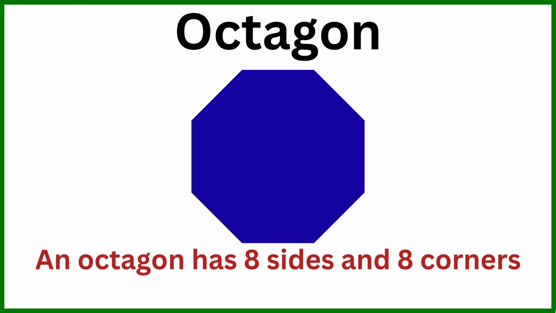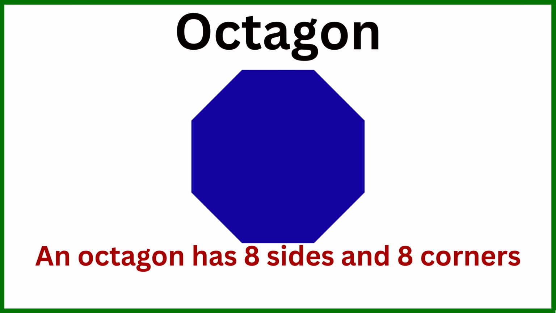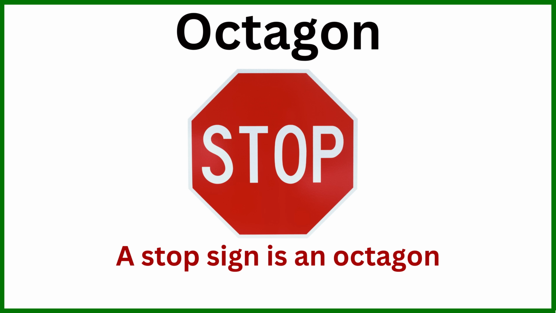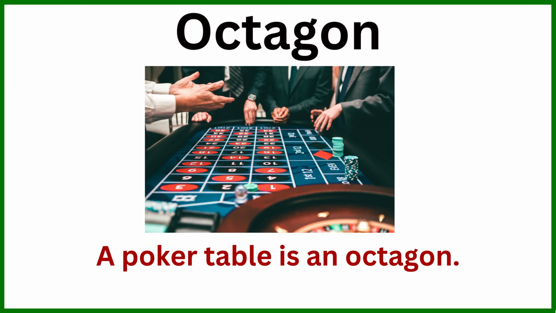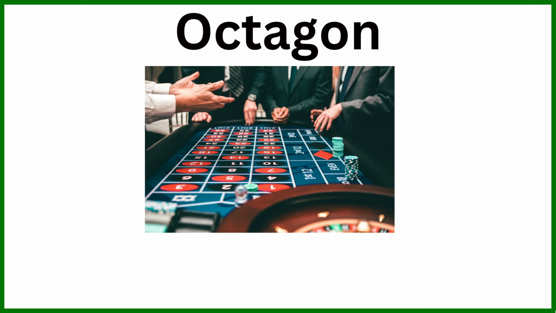Octagon. An octagon has 8 sides and 8 corners. A stop sign is an octagon. A poker table is an octagon.